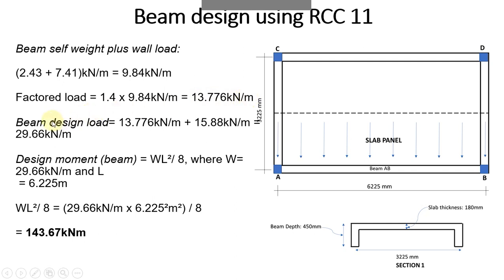So now the total beam design load will be 13.776 kilonewton per meter plus 15.88 kilonewton per meter, which gives 29.66 kilonewton per meter.